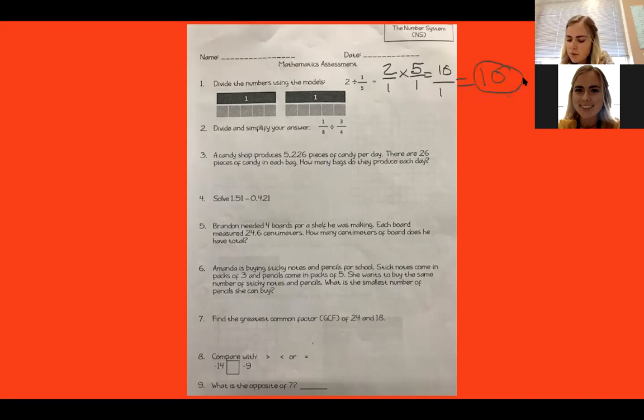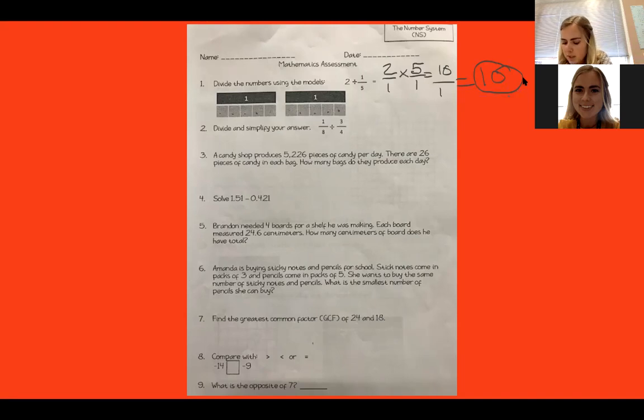To use the models, you split each one into 1/5 sizes, and then you count how many are in 2. So I have 1, 2, 3, 4, 5, 6, 7, 8, 9, 10. 10 1/5s in 2. So that's another way you get 10.